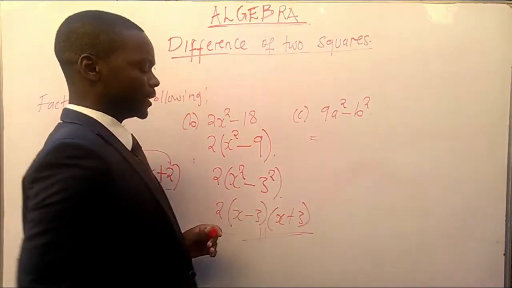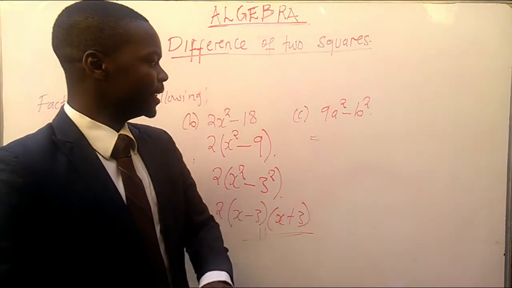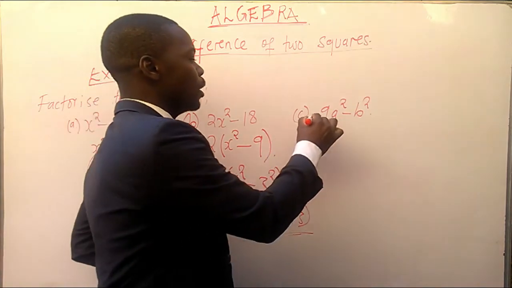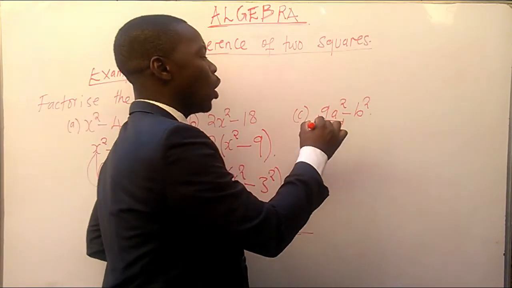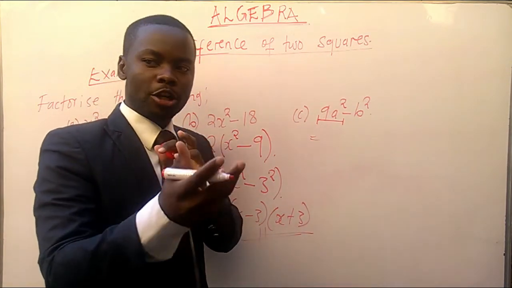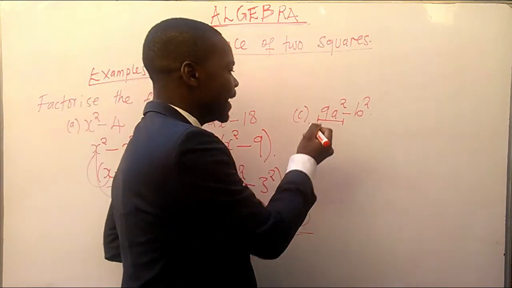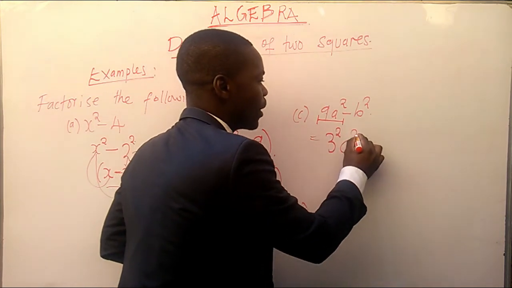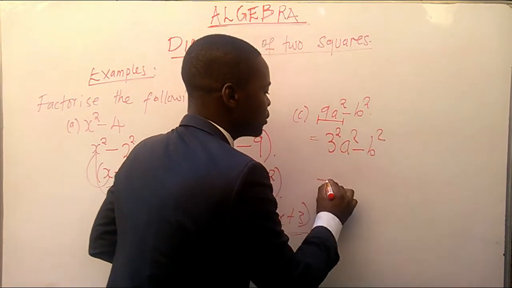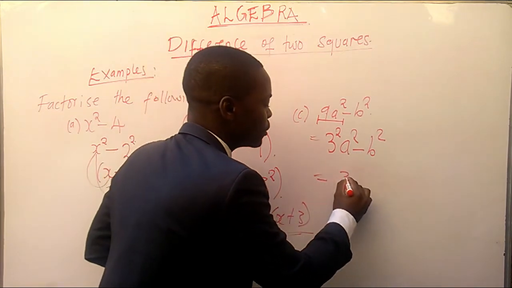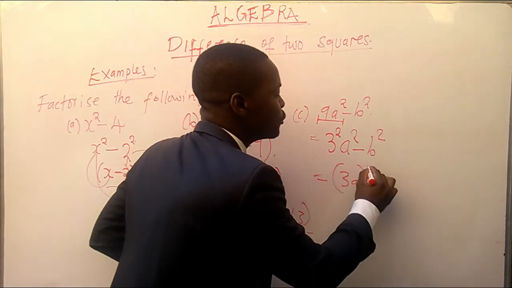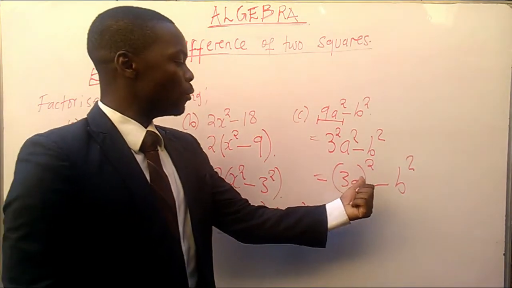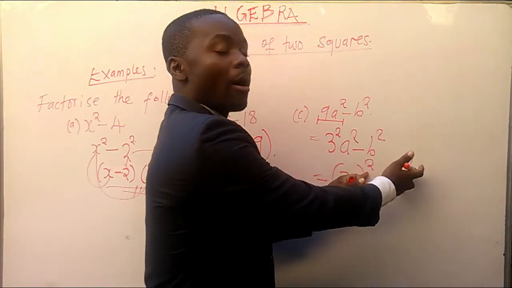Let's go to our last question. The last question we have is 9a squared minus b squared. Okay, so the first term here, we must convert all of it to be raised to power 2. We know that 9 raised to power 2 is the same as 3 squared. And then we have a squared minus b squared. So this expression is the same as 3a, everything raised to power 2, minus b squared. As you can see now, we have expressions which are raised to power 2.